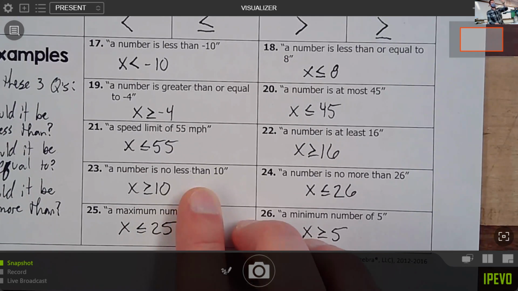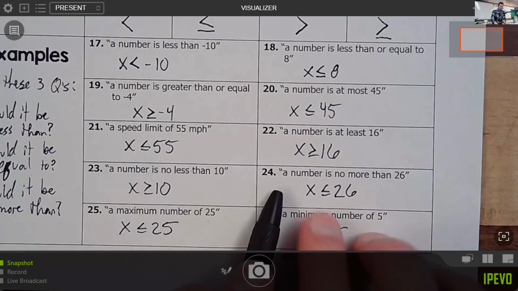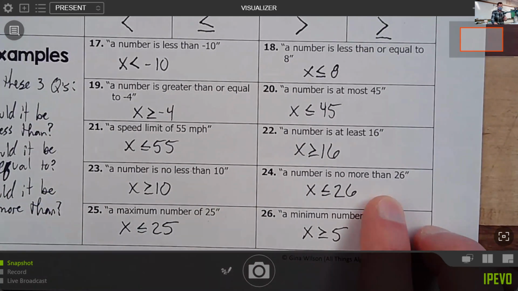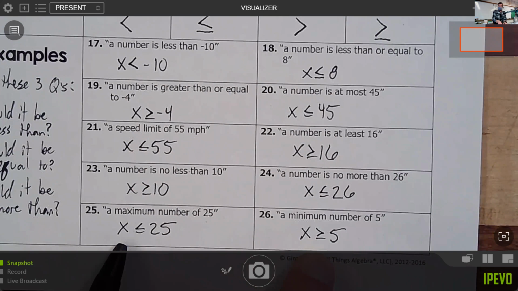So a number is no less than 10 means that it can't be any less than 10, which means that 10 is the minimum value. So it could be more than 10. It can't be less than, it could be equal to 10. Next one, a number is no more than 26. So 26 is the absolute maximum value, which means it could be less than 26 or equal to it, but not any more. 25, x is less than or equal to 25, and then 26, x is greater than or equal to 5.